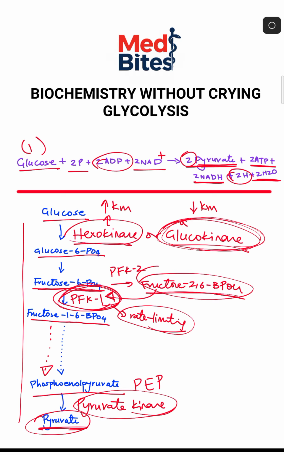We've got hexokinase and glucokinase, phosphofructokinase 1, and pyruvate kinase. Okay, these are the 3 enzymes that you need to know.